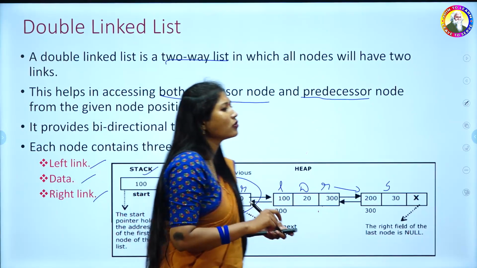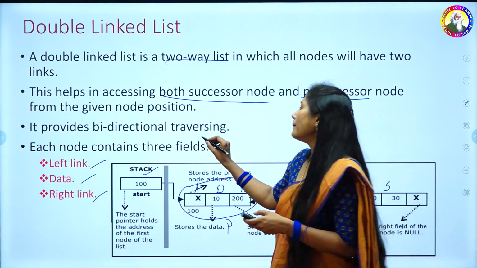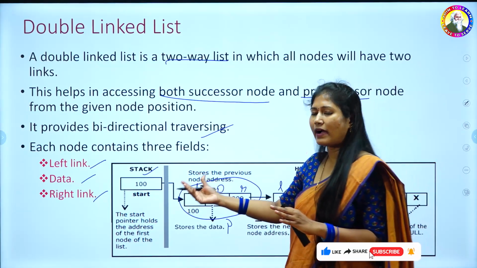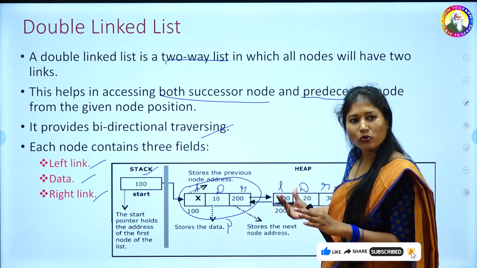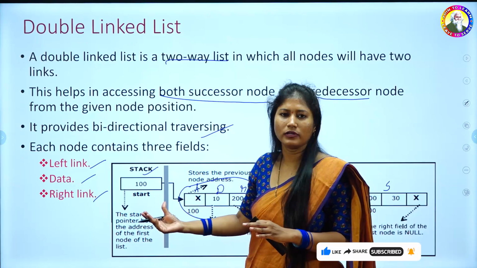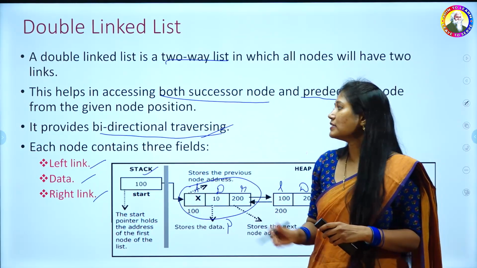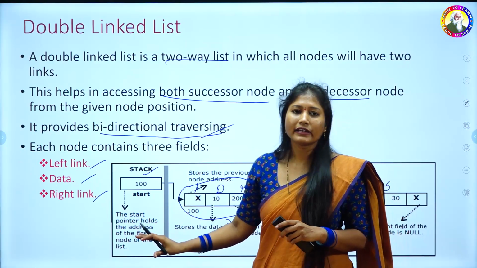And this is also used for bidirectional traversing. It provides bidirectional traversing, meaning I can move backward. After reading this data, if I want to move backward, again I can move backward. That is called bidirectional traversing. This is the general definition of a double linked list.